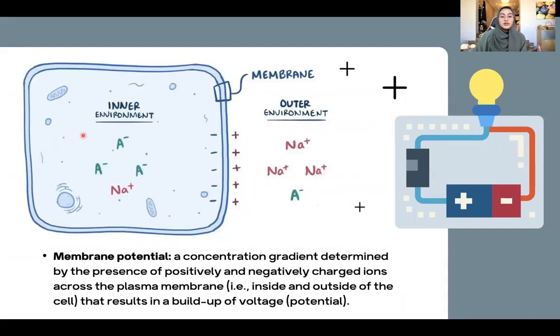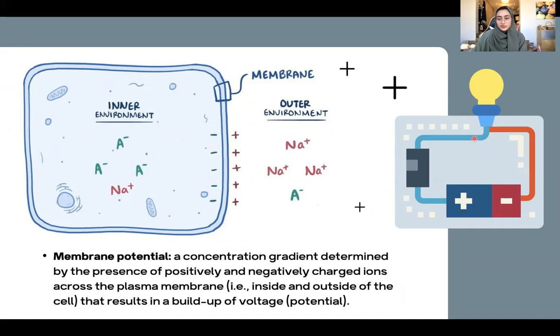So you have your inner environment and your outer environment of the cell. The inner environment generally is more negative, and the outer environment is more positive. What creates that is a bigger concentration of negative ions inside the cell compared to outside the cell, and more positivity outside the cell compared to inside the cell. What this creates is something called a membrane potential. Because you have a concentration gradient of these ions, it's like it's creating a magnet.